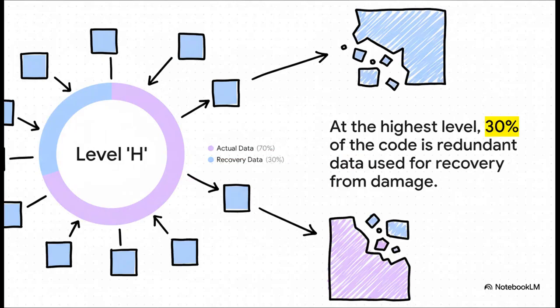So, the key to their toughness is this. Not all of the squares are unique data. A huge chunk of the code is actually dedicated to something called error correction. As you can see, at the highest level, a full 30% of the code is just redundant information, designed specifically to rebuild parts that are missing or can't be read.